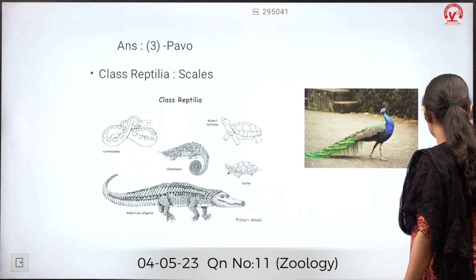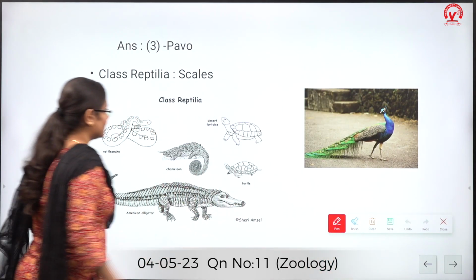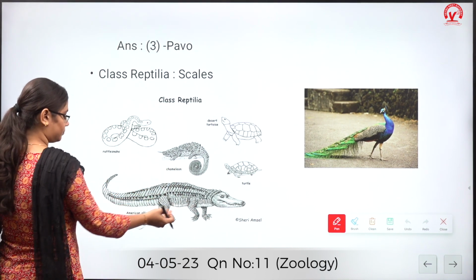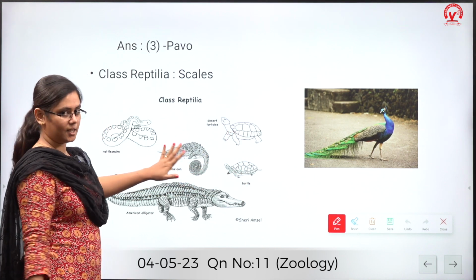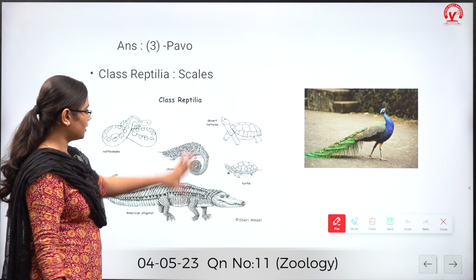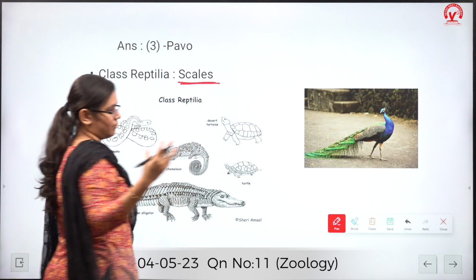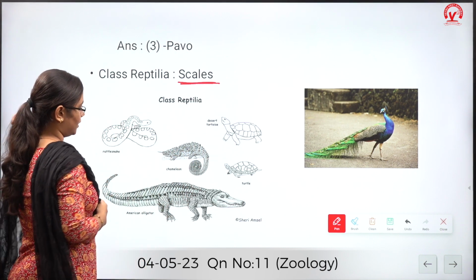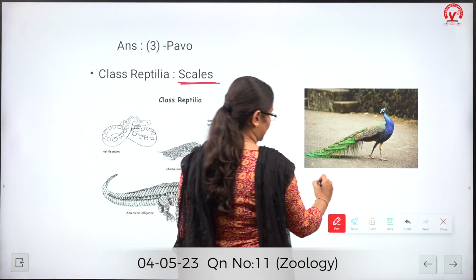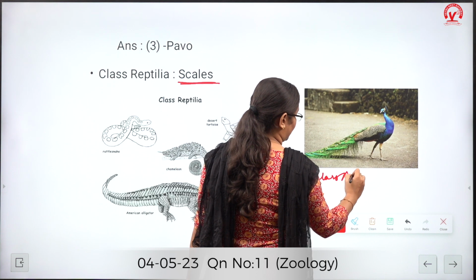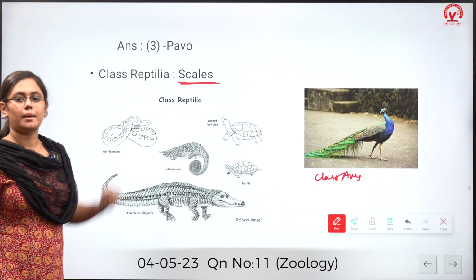So here we can see these are the animals coming under class Reptilia. The crocodiles, alligator, turtle, tortoise, lizards, chameleon, snake, all these come under class Reptilia. They have dry cornified skin or scales on their body. Whereas Pavo is the biological name for peacock, they come under class Aves and they don't have scales. So the correct option will be option 3, Pavo.